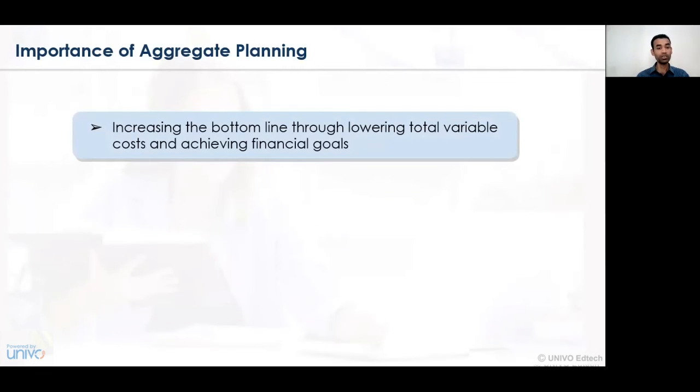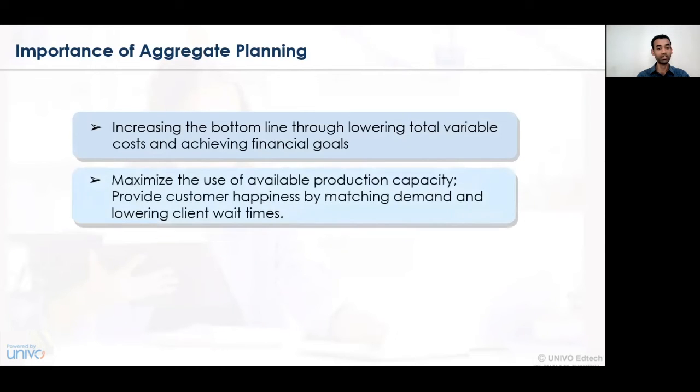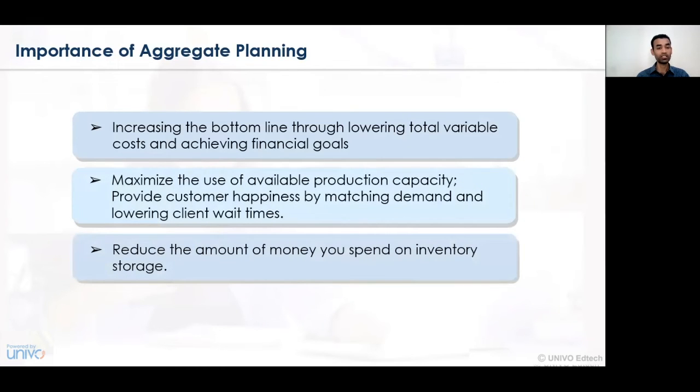Aggregate planning helps to increase the bottom line through lowering the total variable cost and achieving the financial goals. So the financial goals of the organization are easily achieved with the help of lowering the total variable cost. The overheads associated with the manufacturing or production department can be controlled with the bottom line approach, that is, controlling all the activities at the shop floor level, and in return, this will provide fruitful results to the further departments.